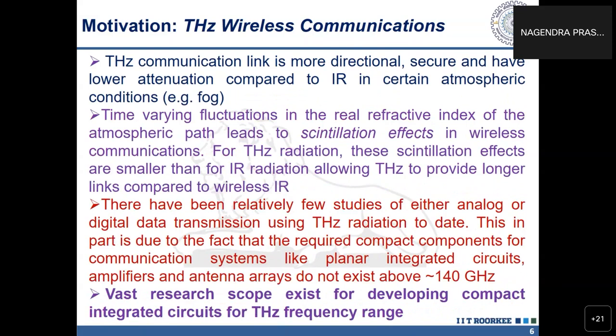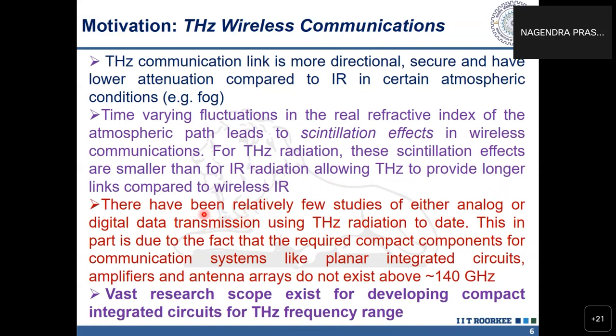A terahertz communication link is more directional. It is secure and has lower attenuation compared to infrared in certain atmospheric conditions, for example fog. Time-varying fluctuations are also observed in the real refractive index of the atmospheric path, which leads to scintillation effects in wireless communication. For terahertz radiation, these scintillation effects are smaller than for IR radiation, and because of that, terahertz provides longer links compared to wireless IR.